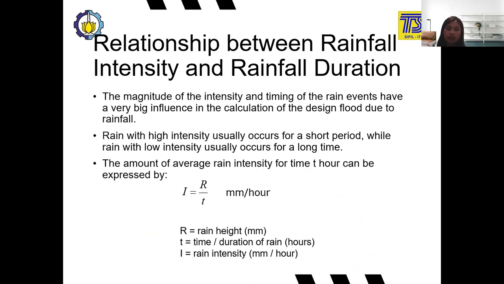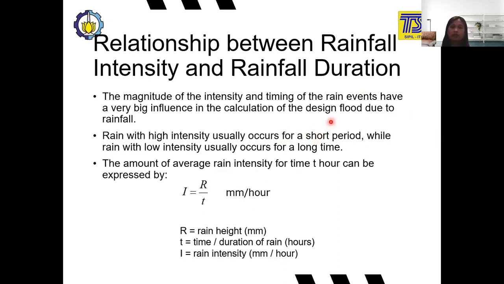Because of the different classification of the rainfall, there is a relationship between rainfall intensity and the rainfall duration. So the magnitude of the intensity and the timing of the rain events have a big influence in the calculation of the design flood due to rainfall. As you know, a big value of the rainfall can influence the flood discharge. So this relationship between rain intensity and rainfall duration is important if you want to calculate the design flood due to rainfall.